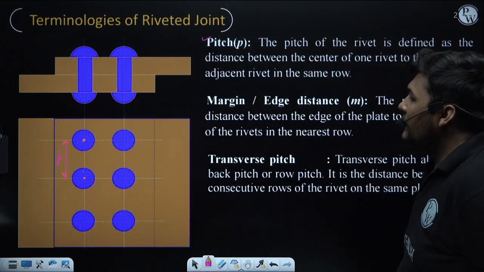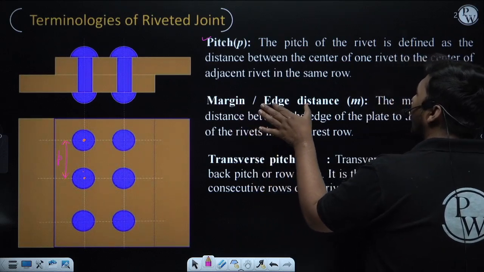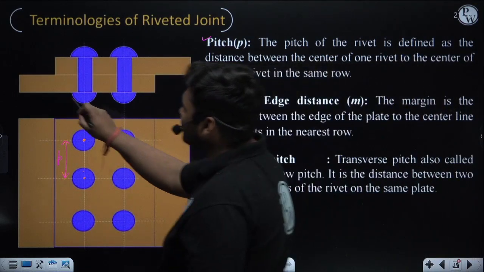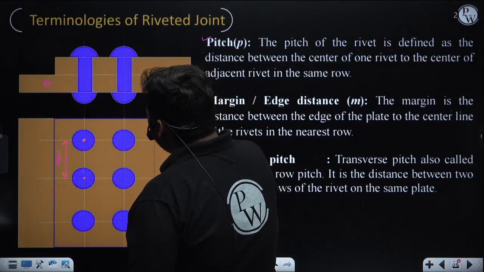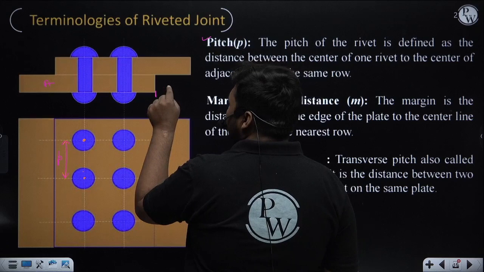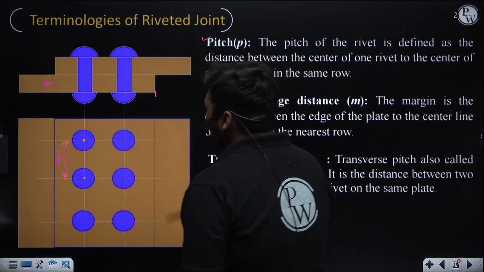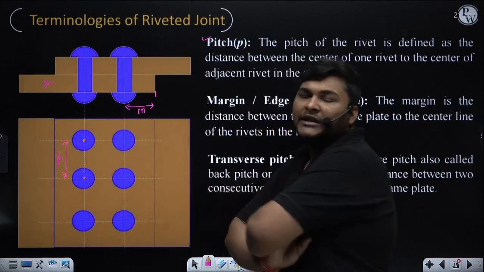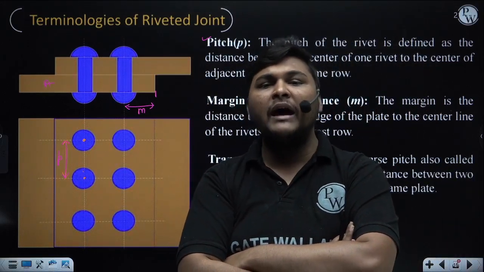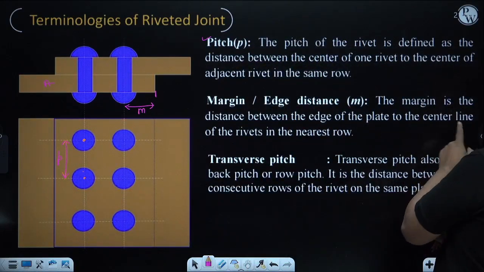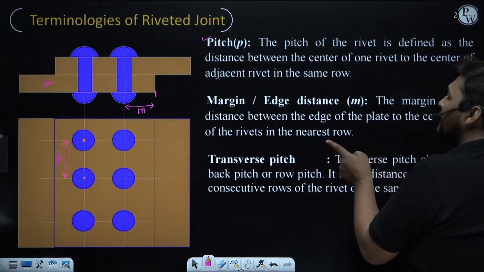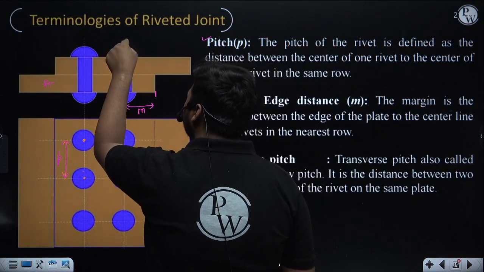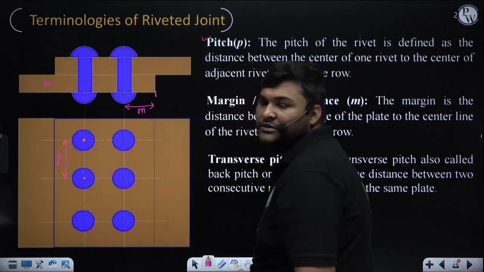Now we'll discuss one more terminology, that is margin or edge distance. We denote margin or edge distance with the letter small m. Now what is margin? Suppose I am taking this plate A. Now in this plate, the end of this plate is this. The nearest row from this end is this. So from the end of the plate, the distance of the nearest row is known as margin. Margin is the distance between the edge of the plate to the center line of rivets in the nearest row. So this distance is known as margin m.